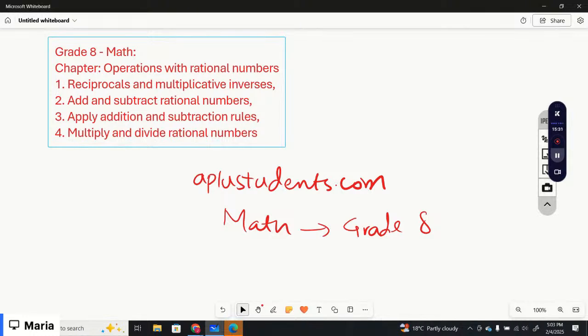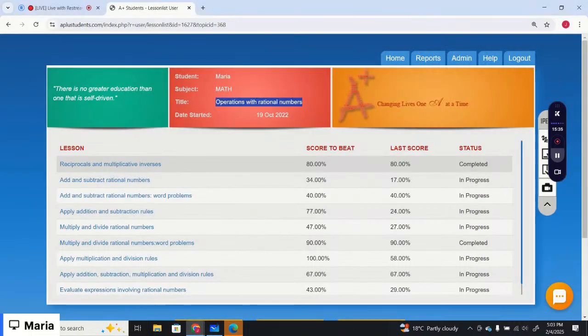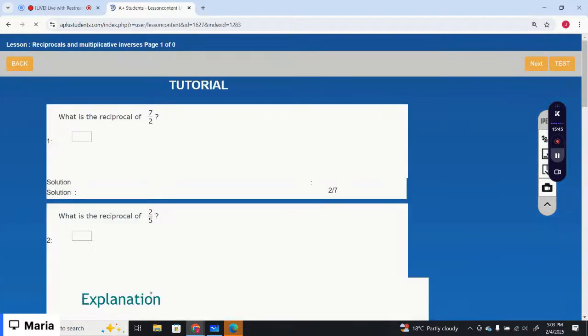So please make sure you have your notebook and pencil so that you can note down the important examples and definitions as well. Let's just start with the lesson that is reciprocals and multiplicative inverses. What is the reciprocal of 7 over 2?